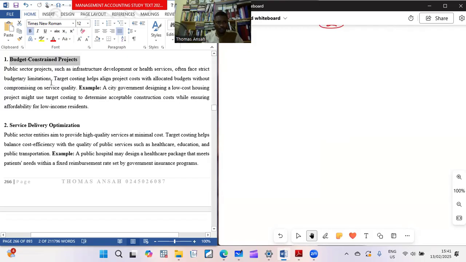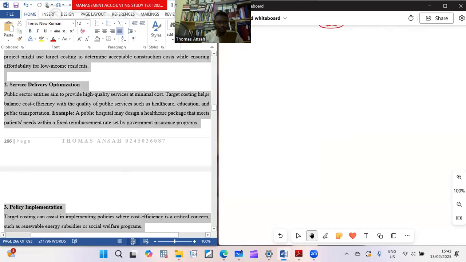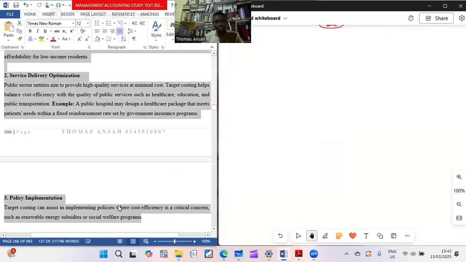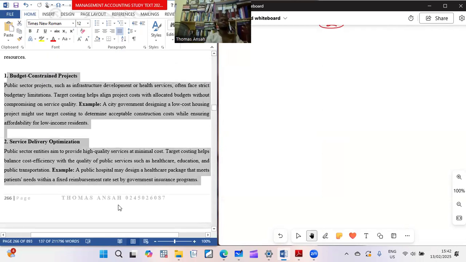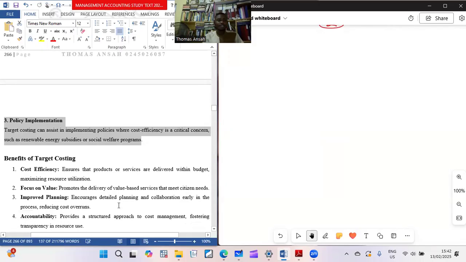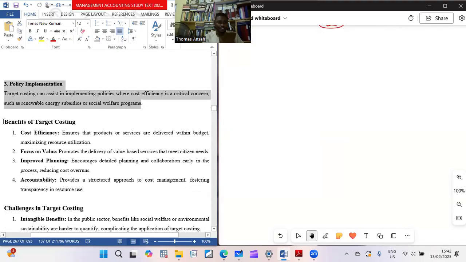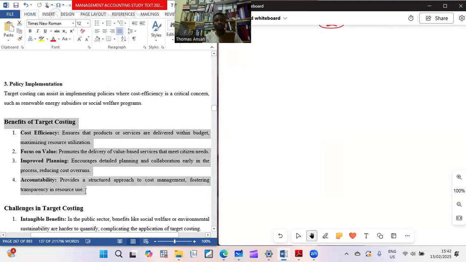And I've given so many examples here, so you can just take a look at them, policy implementation and everything. So that is that. It's a nice research area, is that not it? Target costing. Of course, these are the advantages, benefits of doing that.